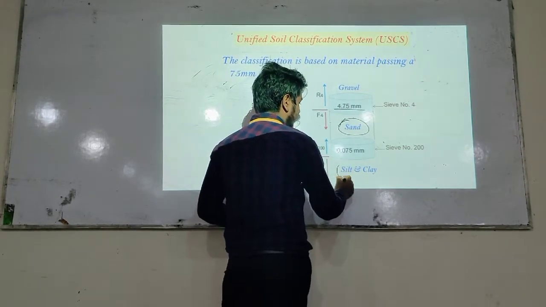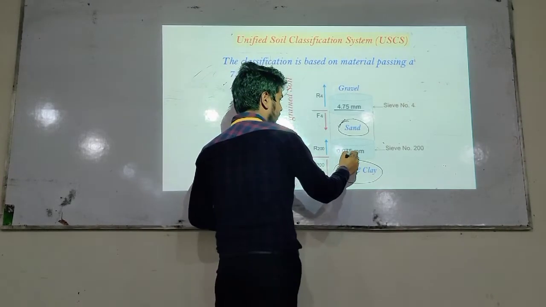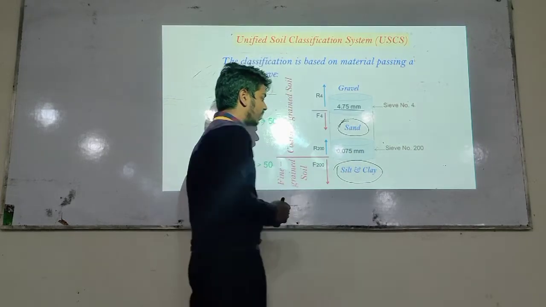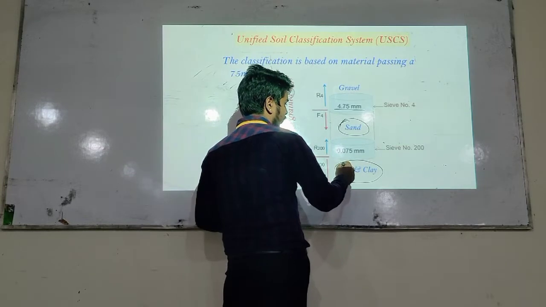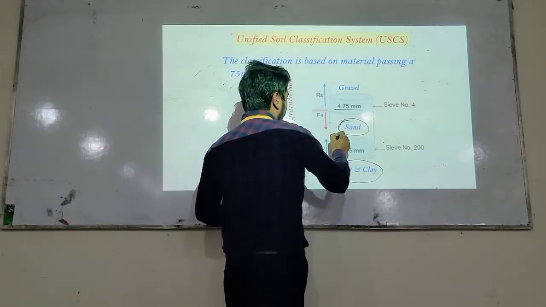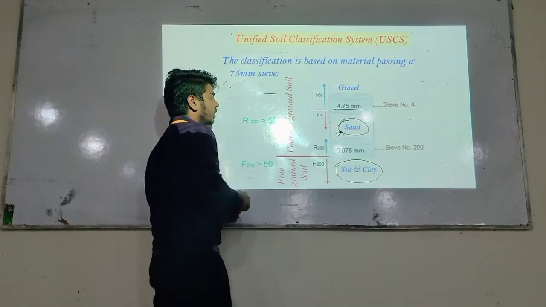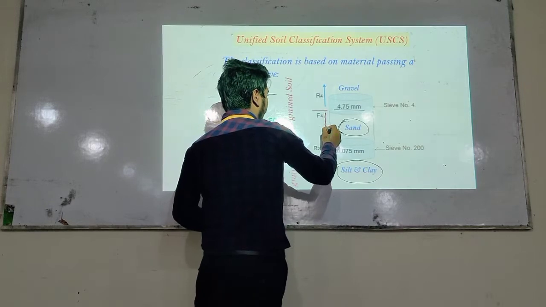And here you can see silt and clay. Particles that pass the 0.075 mm sieve are called silt and clay, and particles retained on the 0.075 mm sieve are called sand. Here you can see some other marks. One is red and another one is blue.